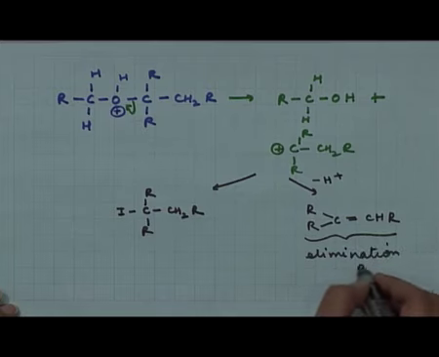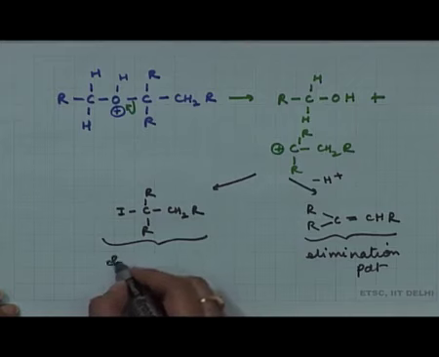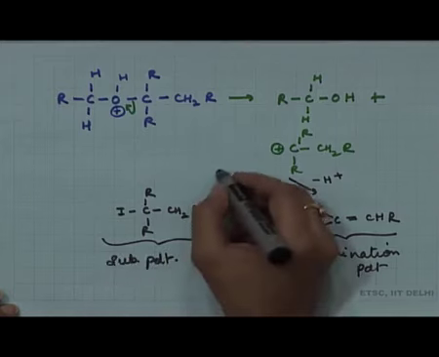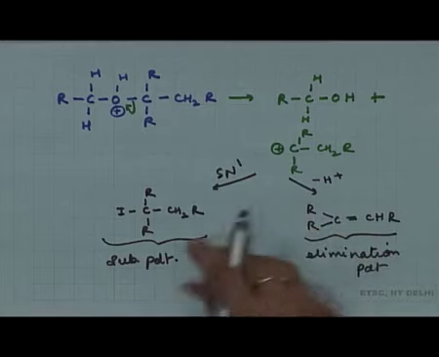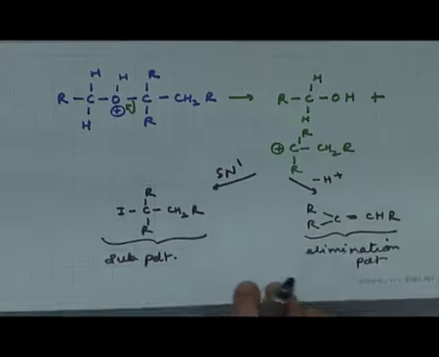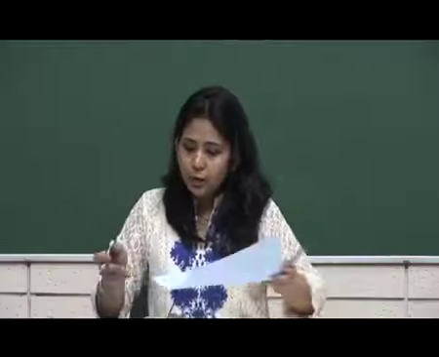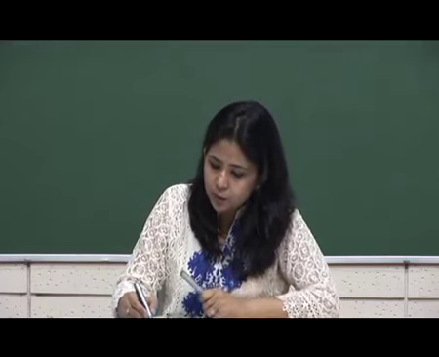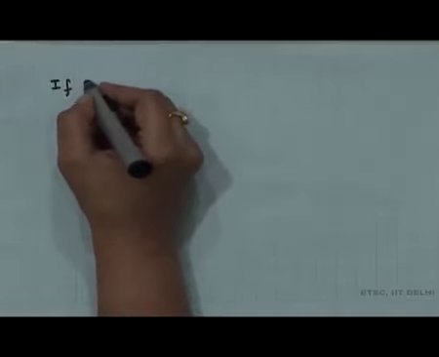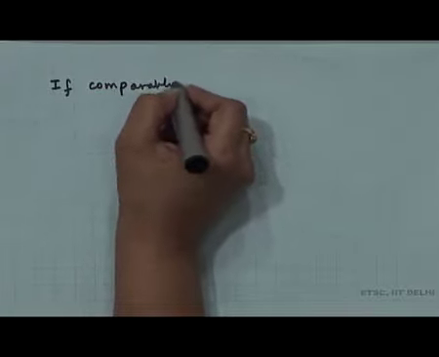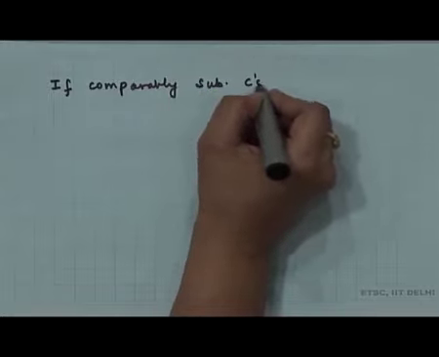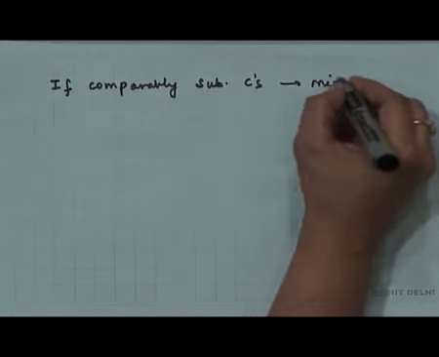So, you can get both the elimination product as well as the substitution product by the SN1 pathway. Okay. So, this is the general reactivity of the different alkyl groups in case of ethers. If you have comparable R's, comparably substituted carbons, then you end up with a mixture of products.